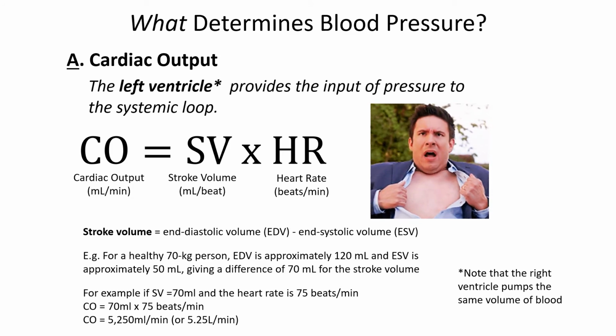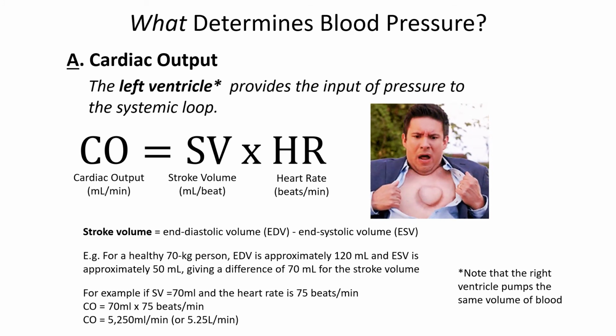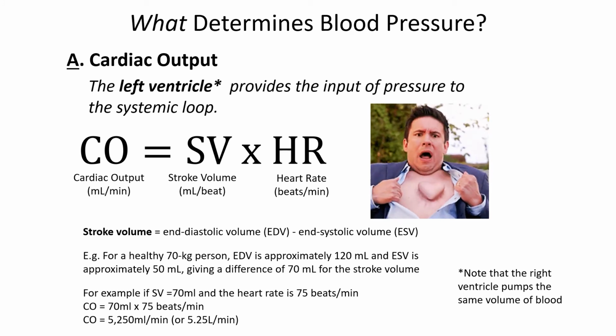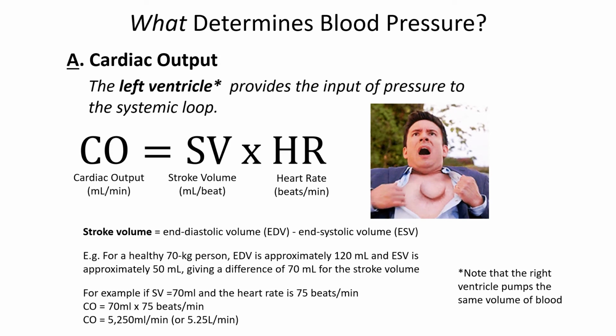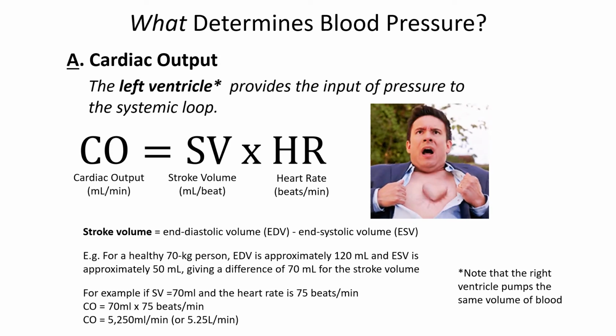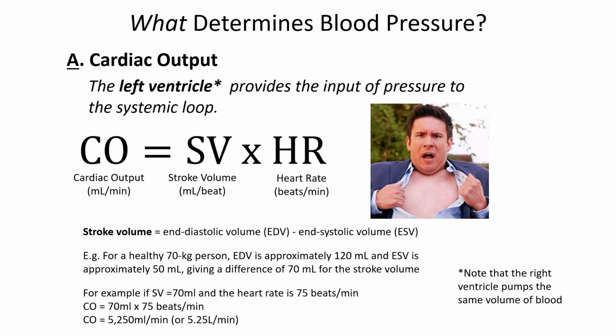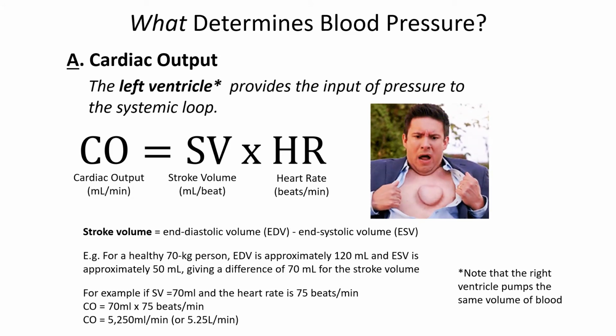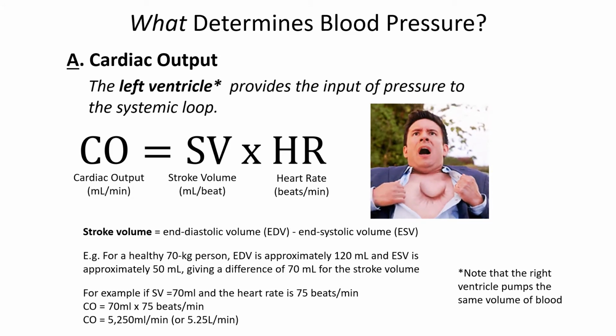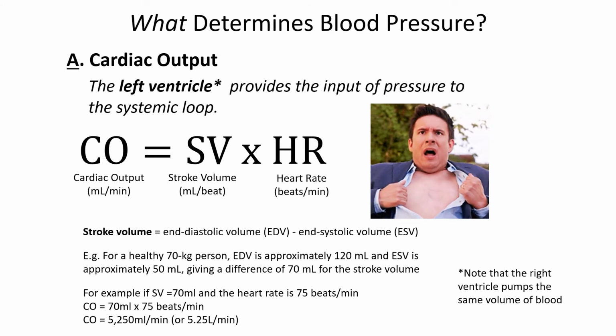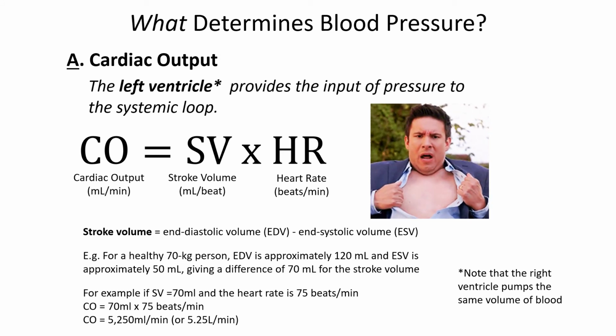Keep in mind, though, that the right ventricle is going to push just as much blood. It doesn't push it very far, though. Remember, the pulmonary loop is quite short because the lungs are right next door to the heart. Okay, so the cardiac output, again, this refers to the volume of blood that's pushed out of the left ventricle every minute. There's two parts to this.